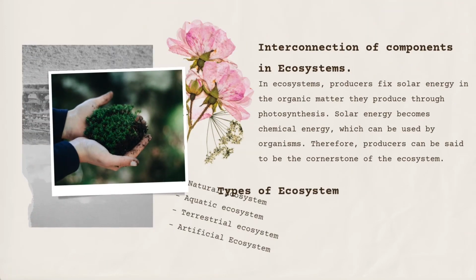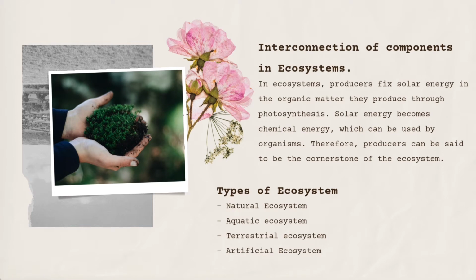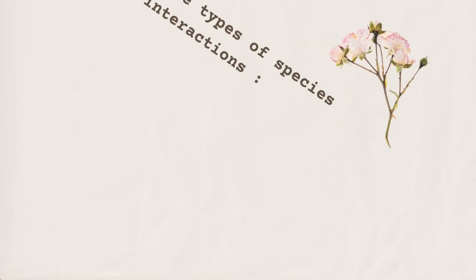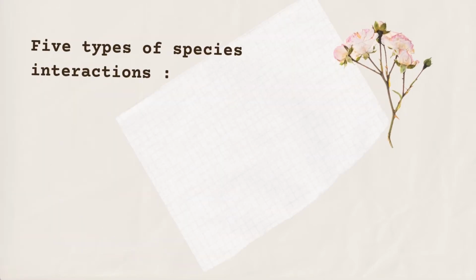So, in the next slide we will discuss the interconnection of components in ecosystems. In ecosystems, producers fix solar energy in the organic matter they produce through photosynthesis. Solar energy becomes chemical energy which can be used by organisms. There are 5 types of species interactions, which are competition, predation, parasitism, mutualism, and commensalism.